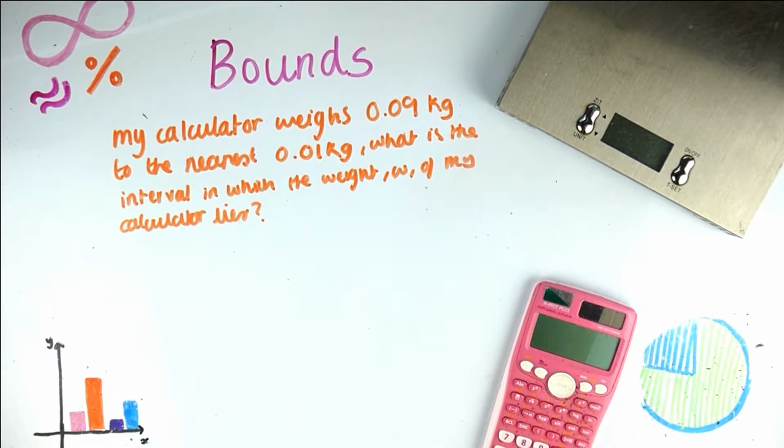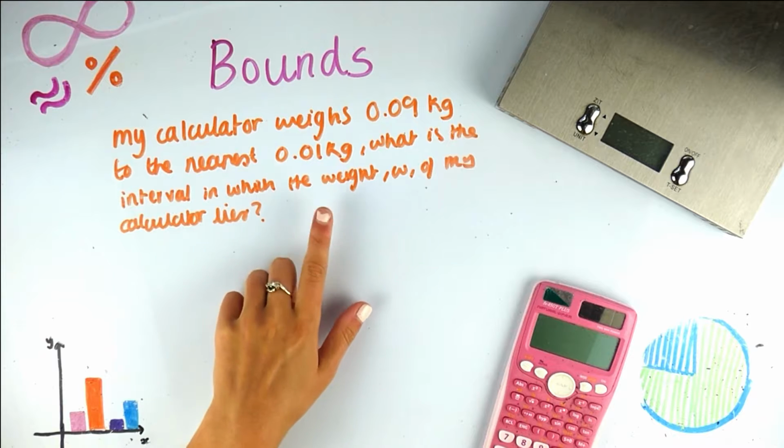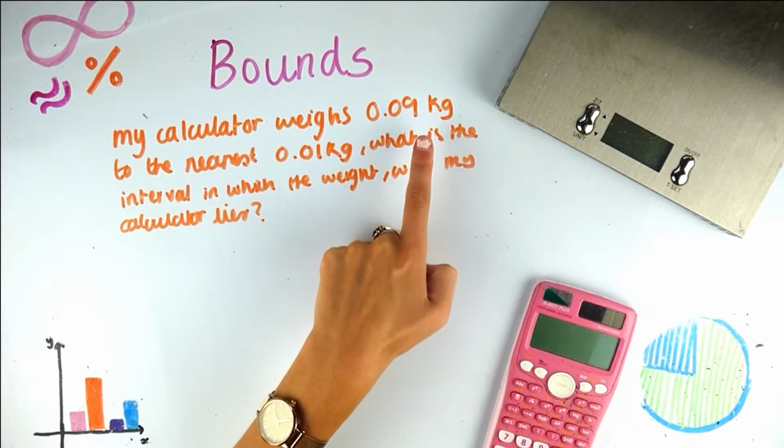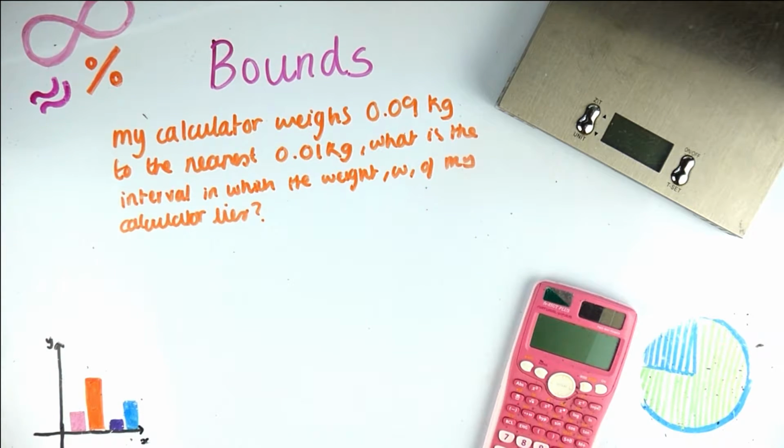Okay, so my calculator weighs 0.09 kilograms to the nearest 0.01 kilograms. What is the interval in which the weight W of my calculator lies? So I've said that it's 0.09 to the nearest 0.01, so that means it could be 0.09, but it could also be something near 0.09. So let's have a look.